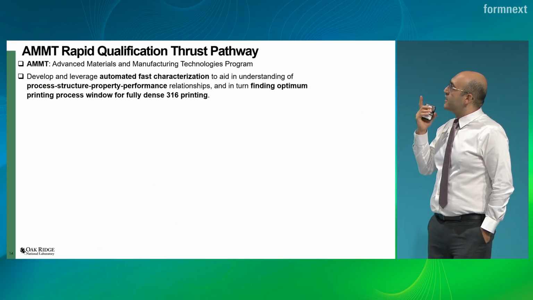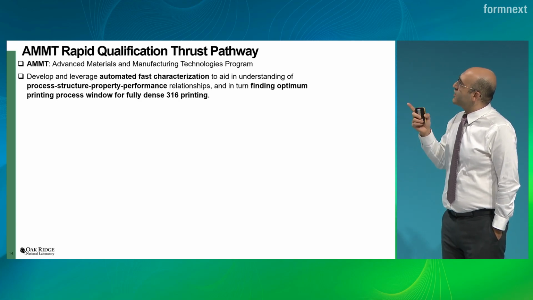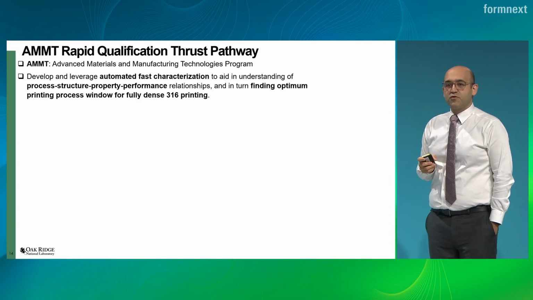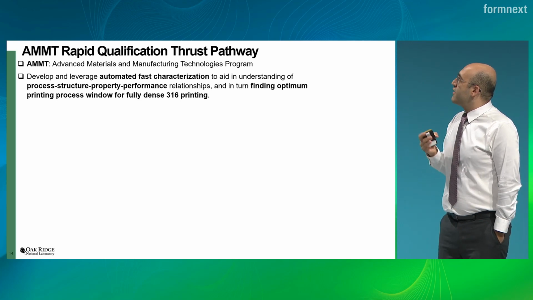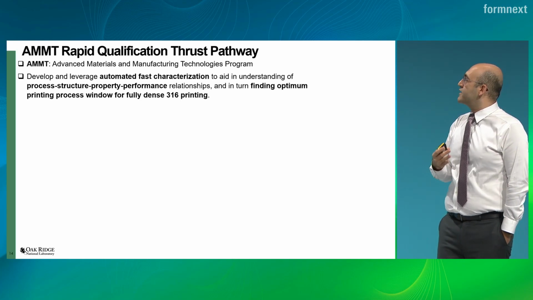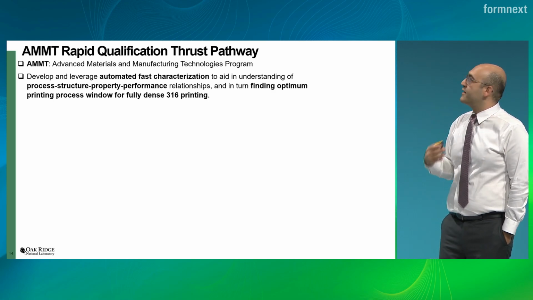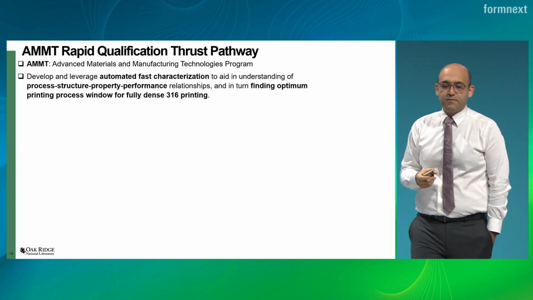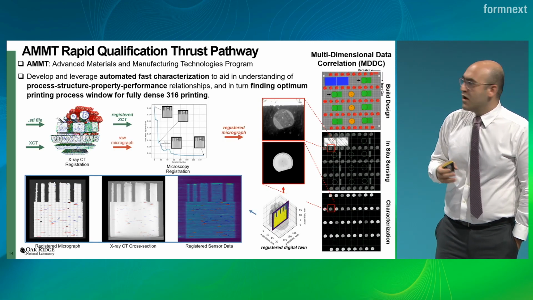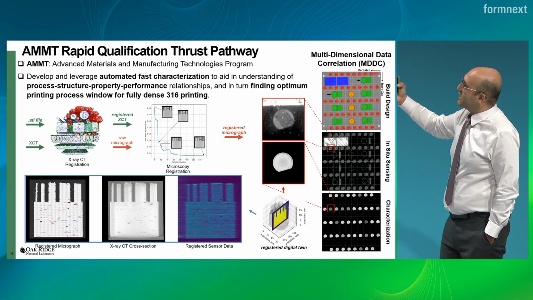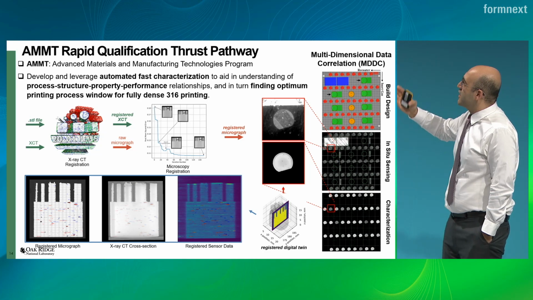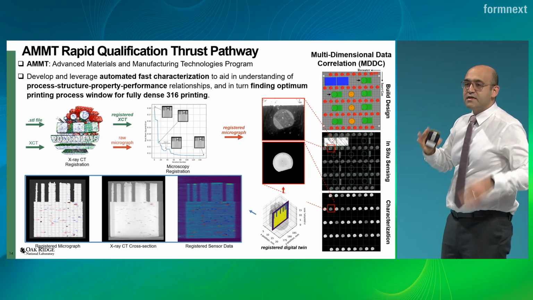Where else are we using it? Under AMMT, or the Advanced Materials and Manufacturing Technologies program. This is a nuclear program. We have been developing this automated high-throughput characterization to qualify fully dense 316 materials and understand the process, structure, property, performance relationships. This is how the entire process works. We have the XCT data, microscopy data. Our team has registration to the in-situ monitoring data.